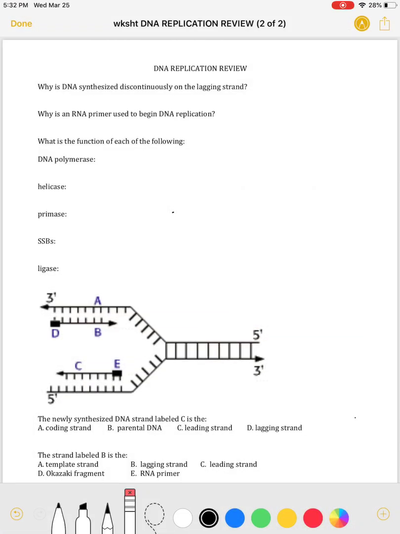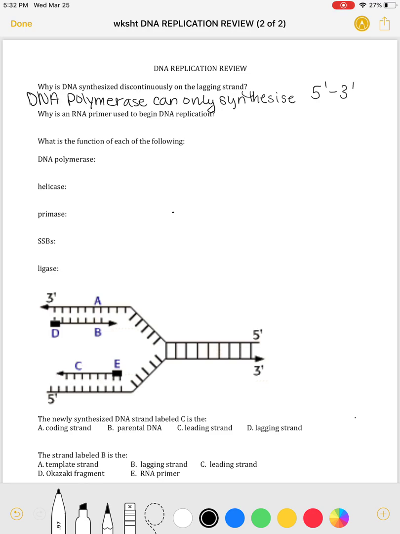Okay, so let's do this worksheet together. Why is DNA synthesized discontinuously on the lagging strand? Well, that is because DNA polymerase can only synthesize 5 prime to 3 prime.